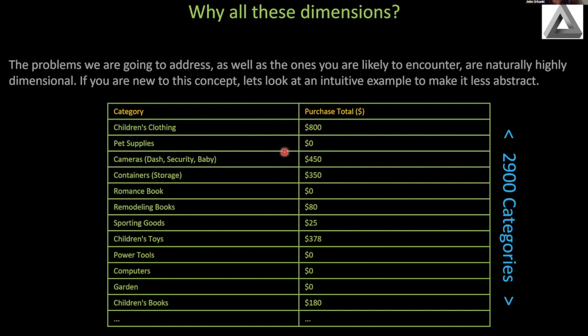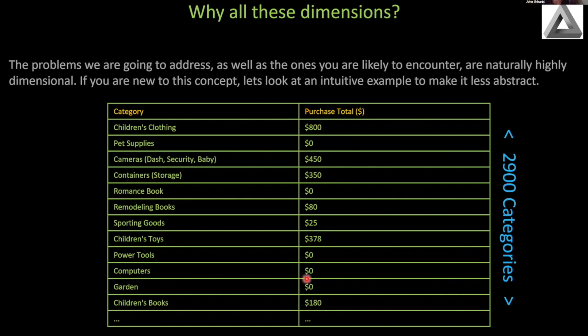So we got millions of products that Amazon has, and these are the things you buy from them. And they might keep track of it by categories. So Amazon might say that you purchased $800 in children's clothing. You didn't buy any pet supplies. You paid $450 for cameras, dash cams, or security cameras or whatever. You paid $350 for storage containers. You didn't buy any romance books. So these are the categories that they track for you.